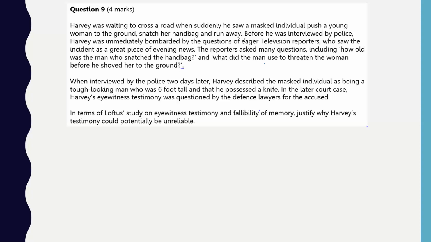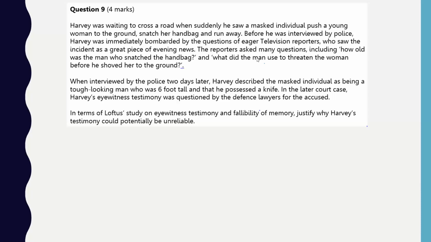In the first sentence here, it says that Harvey saw a masked individual. It doesn't mention anything about the masked individual being a man. It doesn't mention anything about the masked individual having a knife in his hand or having a gun. And it doesn't mention how tall the man was or how tough looking the man was. It just says a masked individual. But obviously when the TV reporters come up to Harvey and ask him these leading questions, like how old was the man, that's planting false information that the masked individual who did this crime was a man.